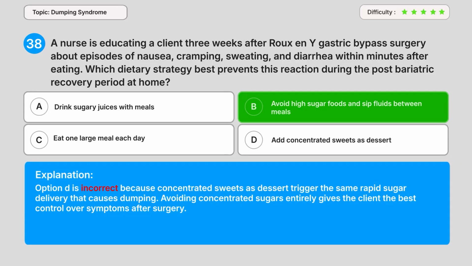Option D is incorrect because concentrated sweets as dessert trigger the same rapid sugar delivery that causes dumping. Avoiding concentrated sugars entirely gives the client the best control over symptoms after surgery.